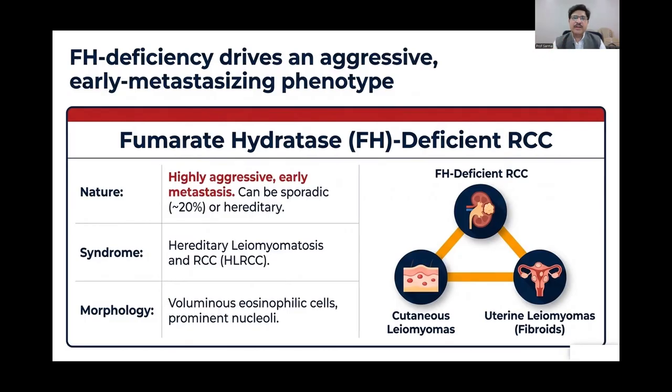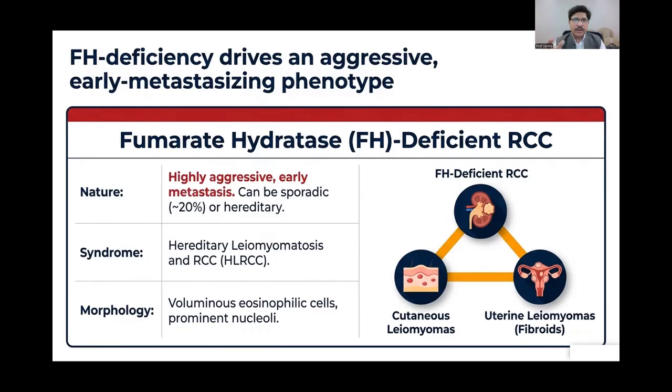It is a highly aggressive, early metastasizing tumor and hereditary leiomyomatosis. This is associated with leiomyomatosis and RCC. This is what our vignette patient has. That lady had leiomyomas 12 years back. Now she has developed a solid tumor. It must be a fumarate hydratase deficiency tumor.